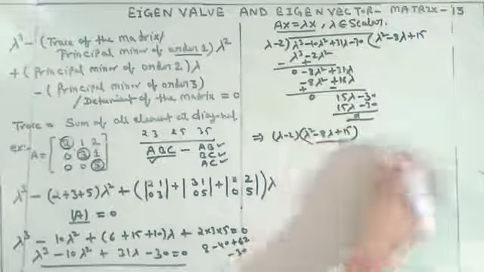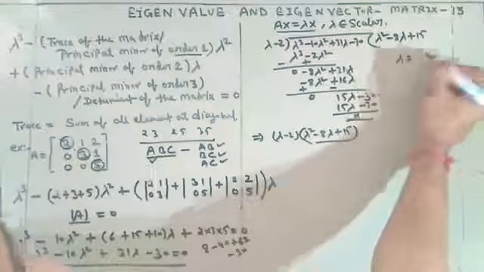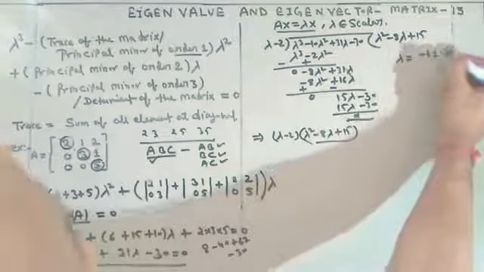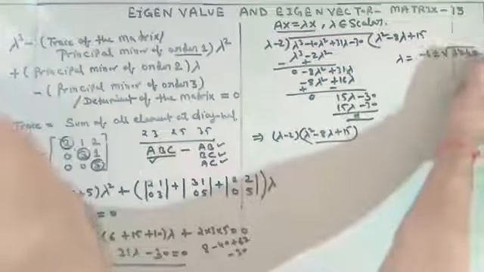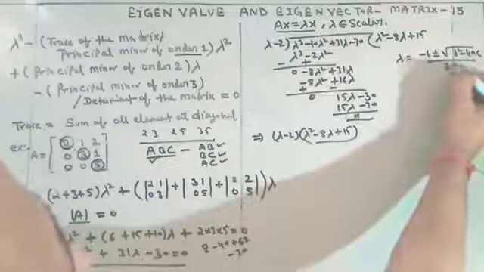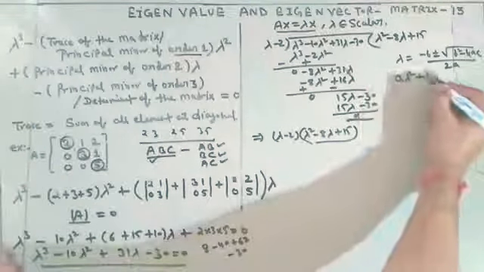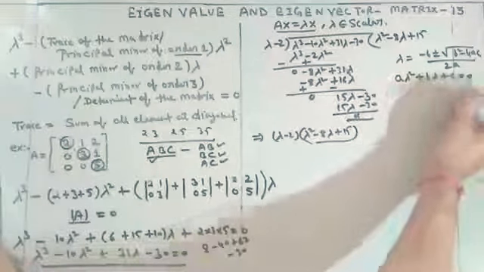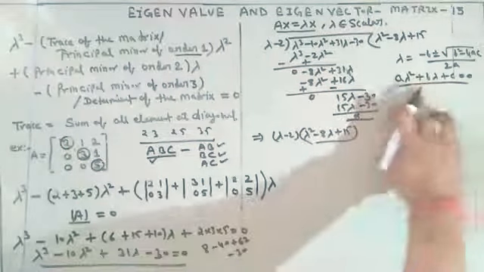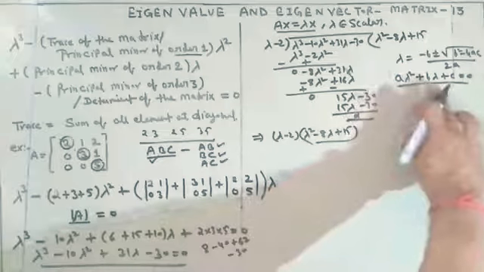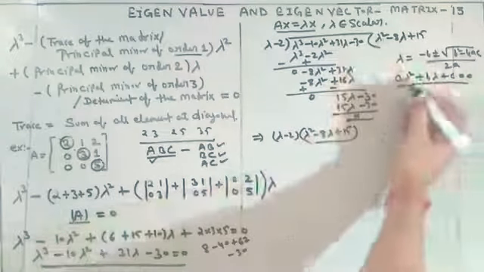Now you can use the basic method. Lambda is equal to minus b plus or minus under root b square minus 4ac upon 2a, if you have such a type of equation, a lambda square plus b lambda plus c is equal to 0. Okay, this is high school. If you have such a type of equation, then how to find the lambda?